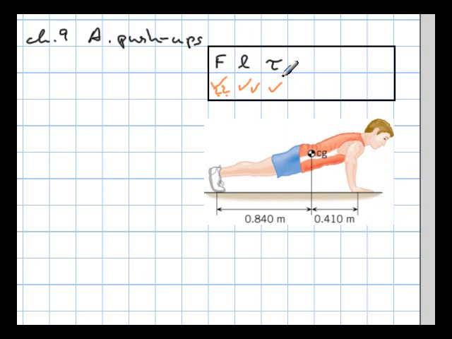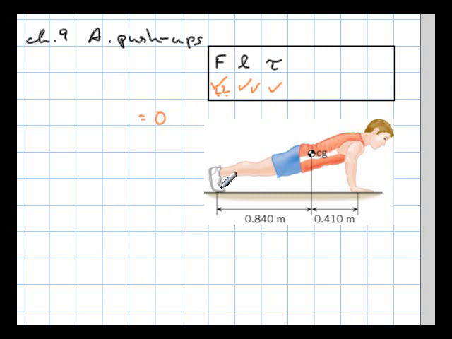Because it says, assuming that the person holds this position, that means the person is in rotational equilibrium, and therefore the torque comes out to 0. So I can write this down, that the torque comes out to 0. But first I need to make a decision of what is my rotational axis.